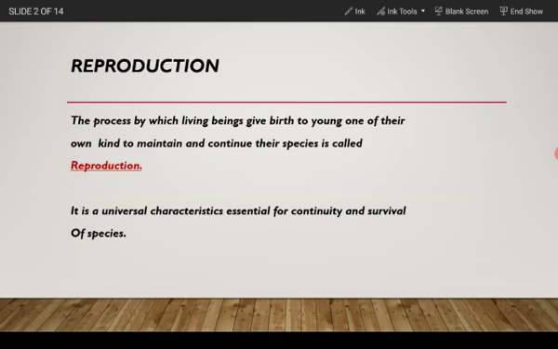Here a species means, for example, dog. When the dog reproduces, it gives birth to a dog. When humans reproduce, they give birth to a baby. When the plant reproduces, it gives birth to a plant.